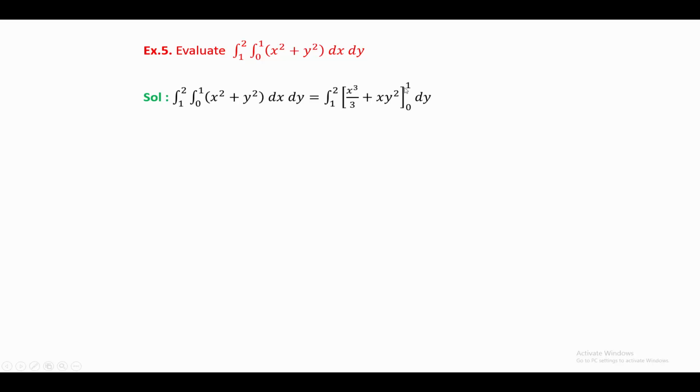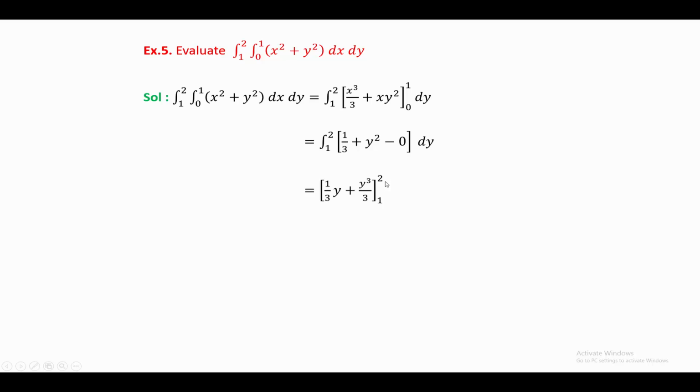Now first put upper limit, value of x is upper limit 1, so integration limit 1 to 2, 1 by 3 minus y square. Now put the value of x is 0, so 0 minus 0 is 0 dy. Now evaluate this integration with respect to y. So 1 by 3 and integration dy is y plus integration of y square is y cube by 3, y varies from 1 to 2.